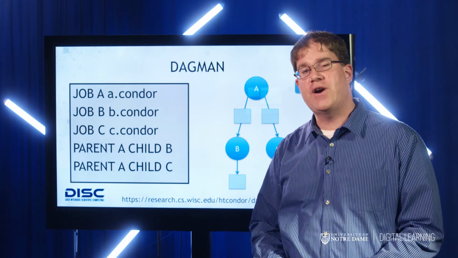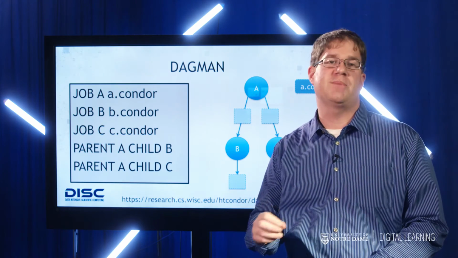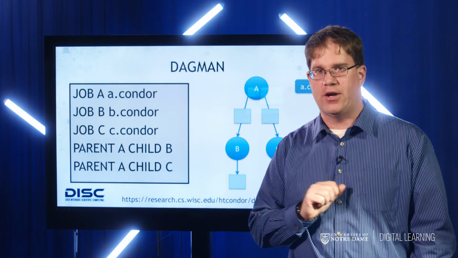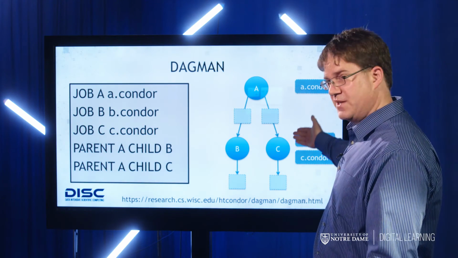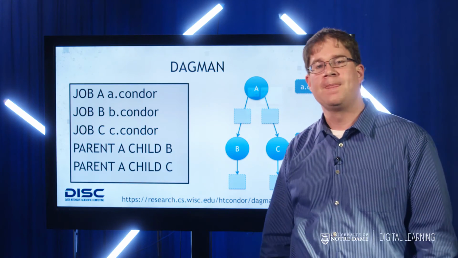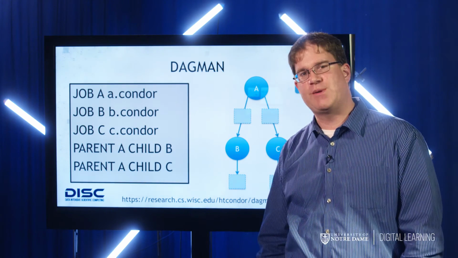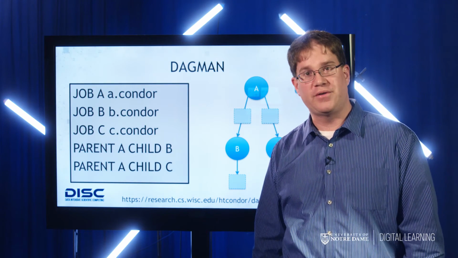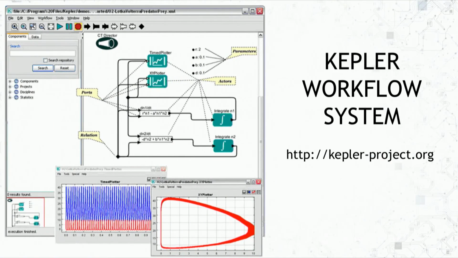So DAGMan is very effective at expressing relationships between jobs, but note that it doesn't say anything about the data. So this only works under the assumption that A is producing some files, which then B is going to consume. So you have to state all that stuff explicitly in your Condor files. But if your objective is to use Condor in the first place, it's a perfectly good option. Now that's a scripting approach.